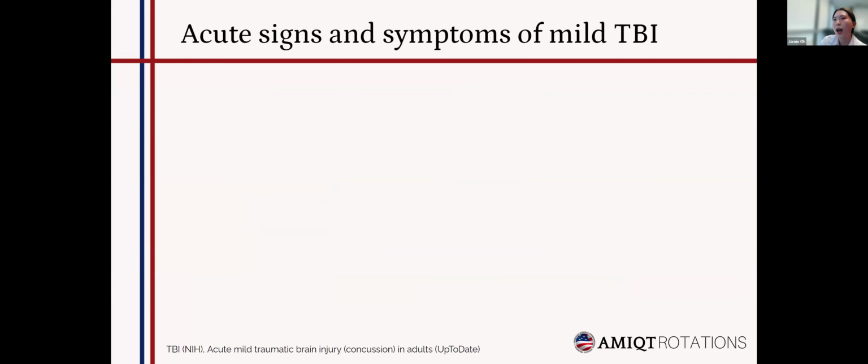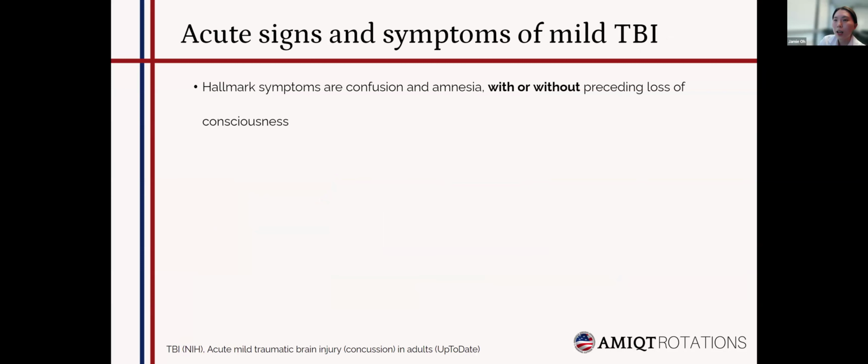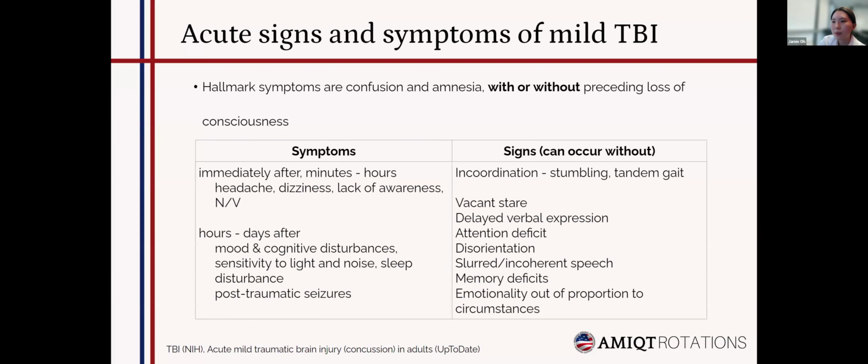Now that we've discussed how traumatic brain injury works, how does someone with mild traumatic brain injury present in an acute setting? The hallmark symptoms are confusion and amnesia, could be retrograde, anterograde, with or without preceding loss of consciousness. It's quite important to note that you don't need to have loss of consciousness for someone to have a mild traumatic brain injury.